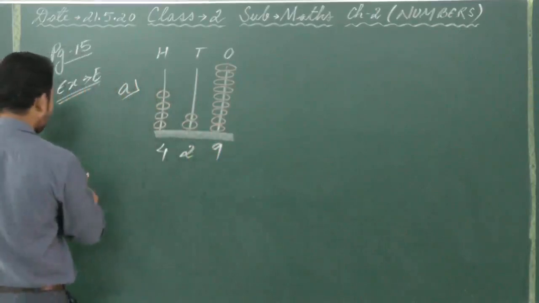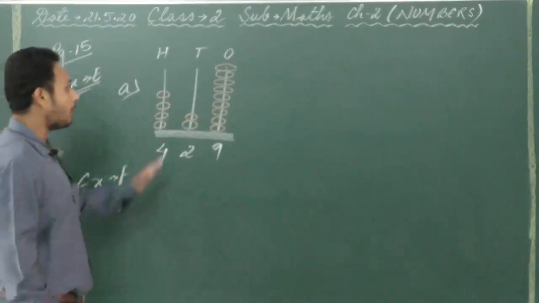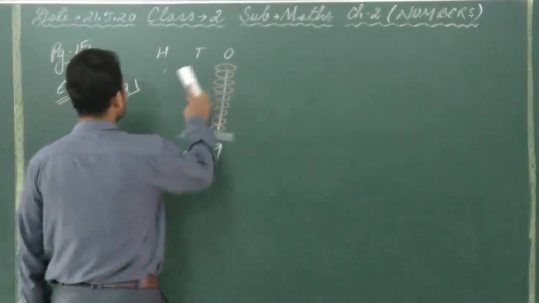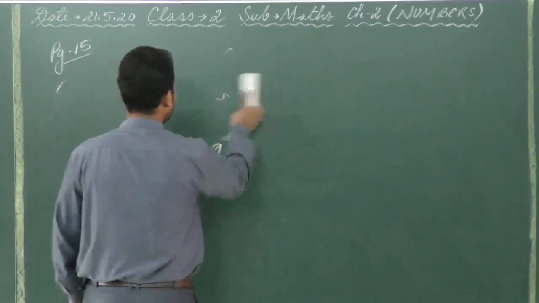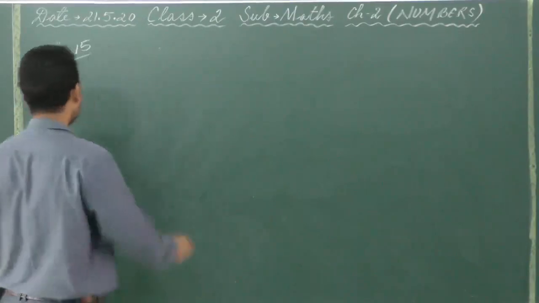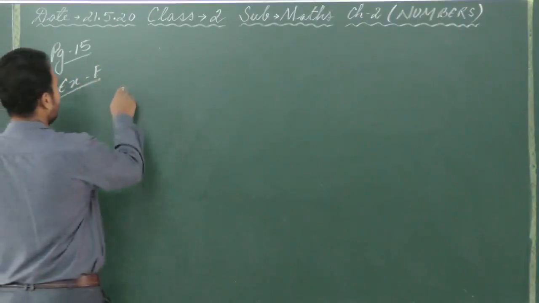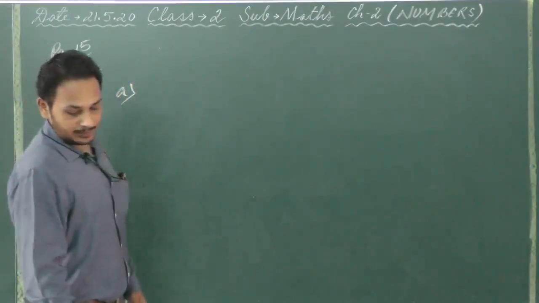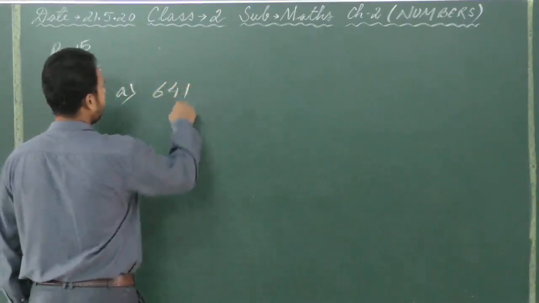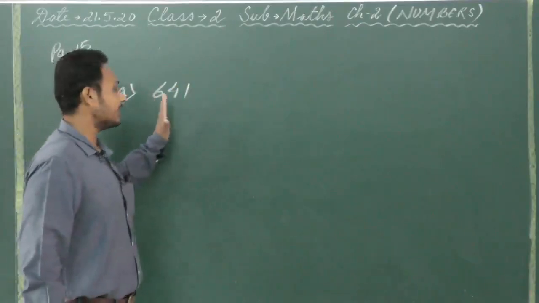And then you have exercise F. Now exercise F is just the opposite of this. In exercise F, the numbers are already given. What you have to do is draw the number of circles that represent the number on the abacus. For example, the first one, that is 641. Exercise F, number A. It has the number 641.